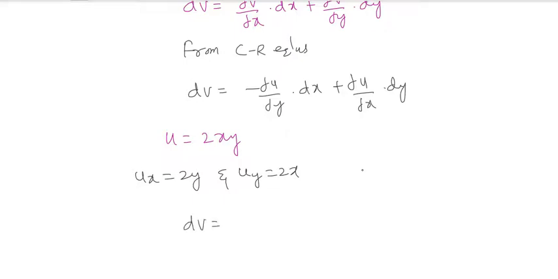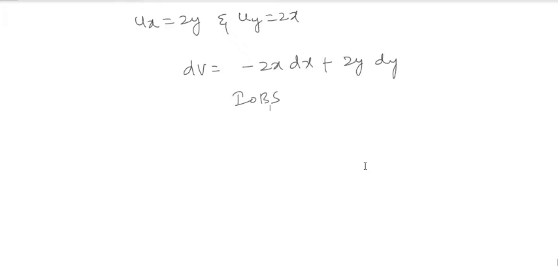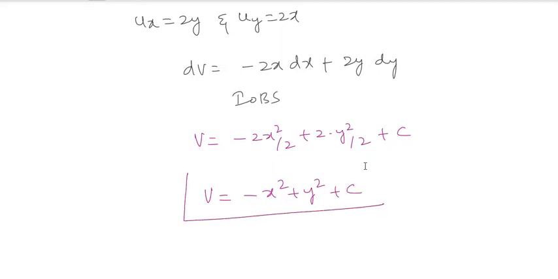Just substitute this. dv is equivalent to minus uy dx plus ux dy, which is minus 2x into dx plus 2y into dy. So just apply the integration on both sides. Then v is equivalent to minus 2 into x square by 2 plus 2 into y square by 2 plus a constant c. Which is equivalent to v is minus x square plus y square plus c.